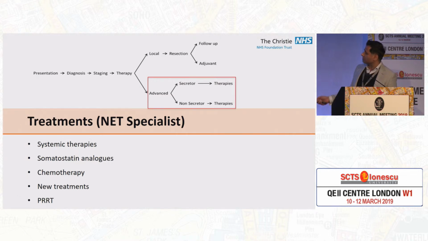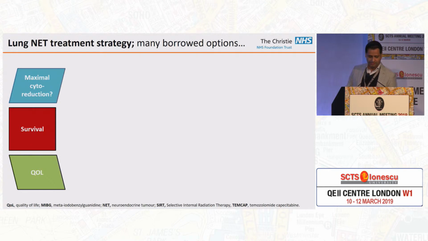So, treatment of the advanced patient, you can divide into the secretors and the non-secretors, the syndromic and the non-syndromic patients, and there are many therapies. The most important thing, though, is that the principle's still there. So cytoreduction is still very important, we think. Survival is very important, and quality of life is very important.